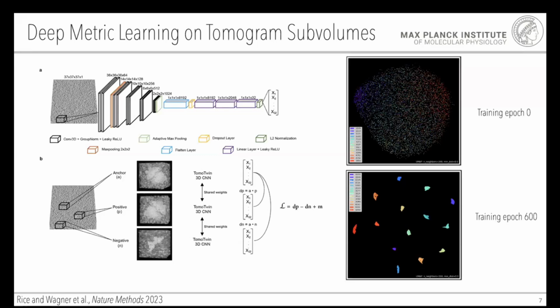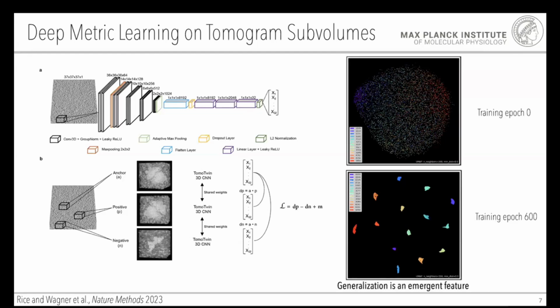So what this looks like in practice is on the right, you can see embeddings colored by the protein identification, and you see in the beginning it's just a random mess, but through learning, the network learns not only to cluster subvolumes of one protein close together, but also to push the other proteins apart from each other, and you get this really nice clustered space.